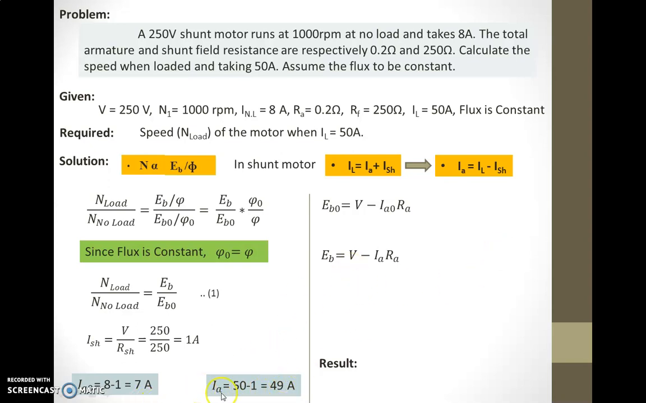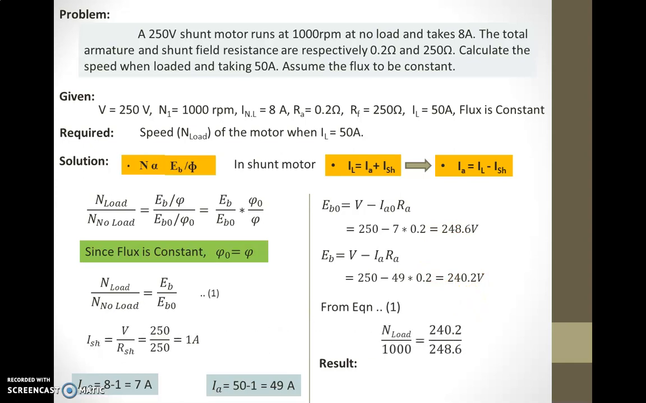Now apply the value of IA and IA naught in EB naught and EB equation. Let us have EB naught value. V is 250, IA naught is 7 amps, RA is 0.2. See, in the given data, RA is 0.2. So 250 minus 7 into 0.2 gives 248.6 volt. Similarly, the value of back EMF at loaded condition is 250 minus 49 into 0.2, which is 240.2 volt.